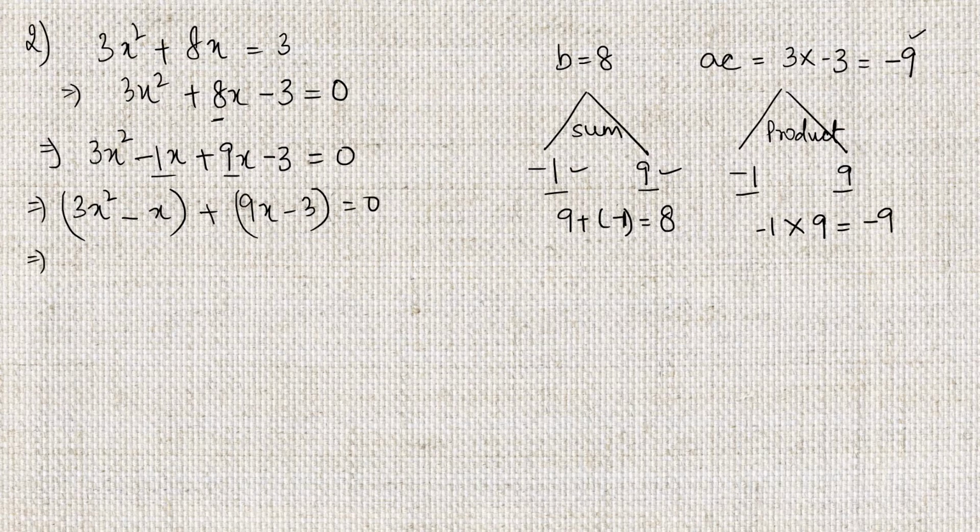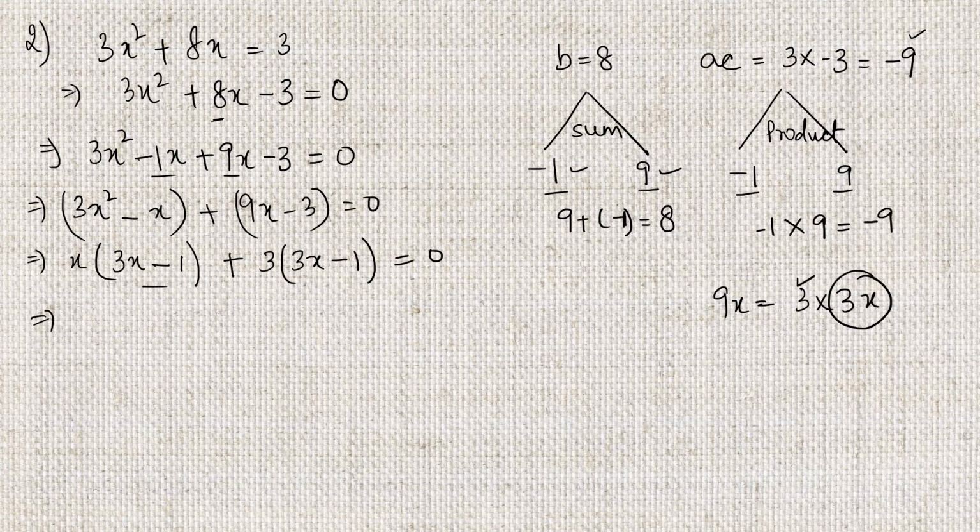What can I take common from this first bracket? I can take out x, and what is left here? 3x minus, from this x is already out, so what is left? 1. Plus, again I can take out 3 common from here, so from 9x, 9 can be written as 3 into 3x, so this is already out, so what is left? 3x. So 3x minus 1.